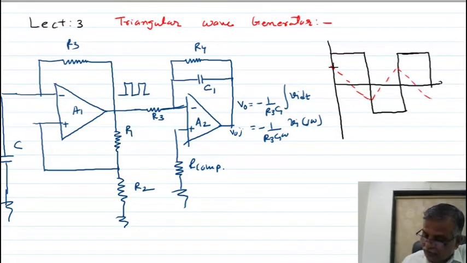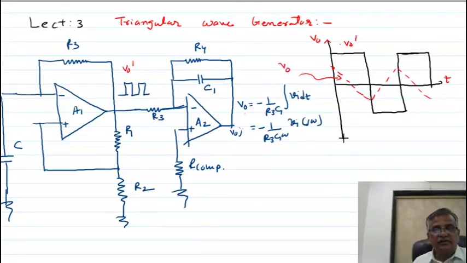So it is nothing but the triangle. This is your V_O dash, and this is your V_O with respect to time. So this value is nothing but the V_O. Listen to the discussion on the circuit.